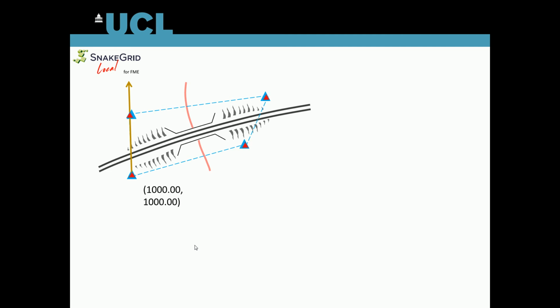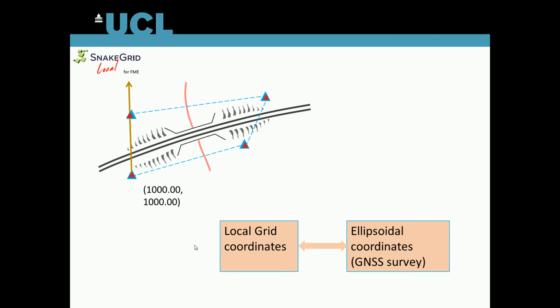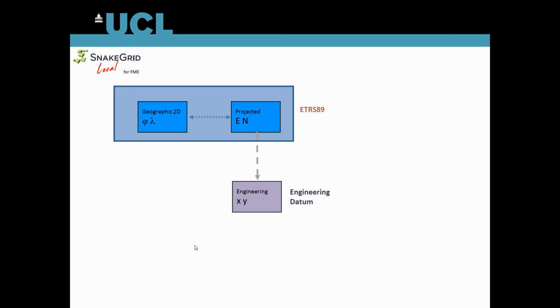Typically, what we will do is to carry out some sort of a GNSS survey on those known control points. And then if we can find the links between the local grid coordinates in that engineering system and the ellipsoidal coordinates established by GNSS, then we can derive a transformation between them. That transformation normally looks something like this.